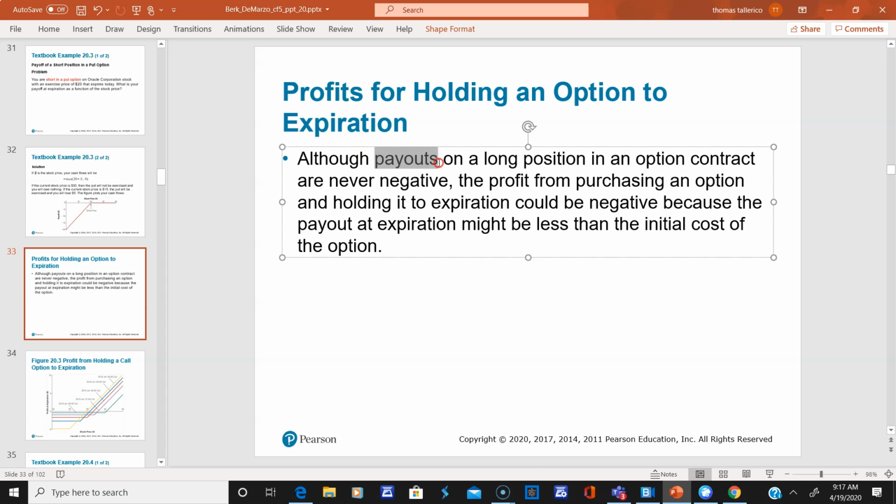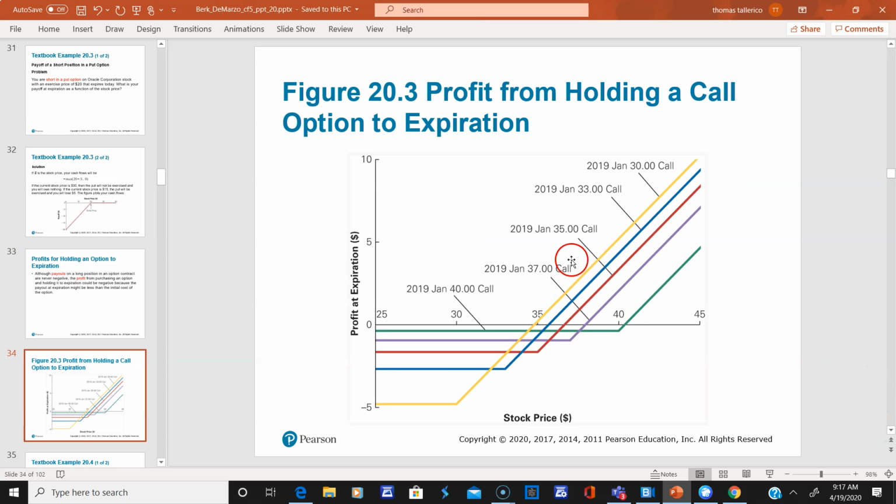So that graph differs from the graph for the payout, all right? So it's an important difference, okay? One involves the premium, the other one doesn't. And I believe here's the next bunch of graphs. So here are the next graphs, and they clearly reflect your premiums.